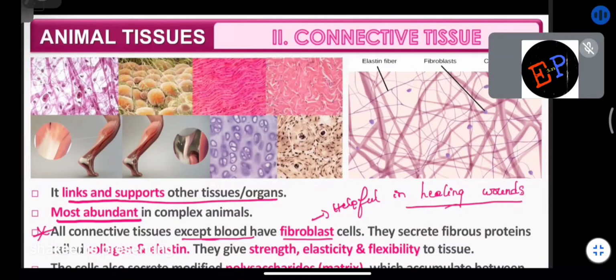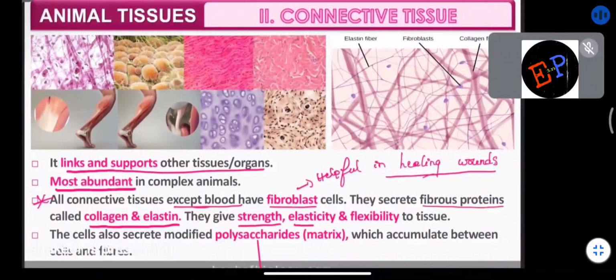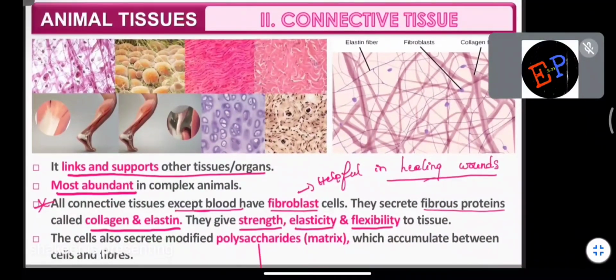And what is their main function? The main function is that they secrete fibrous proteins called collagen and elastin. So these cells will produce these materials called collagen and elastin. And what is the use of collagen and elastin? They are responsible for giving flexibility and strength to other tissues. Are you able to understand? So giving strength, elasticity and flexibility. This is the use of collagen and elastin.